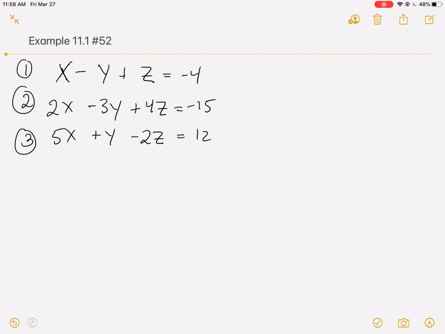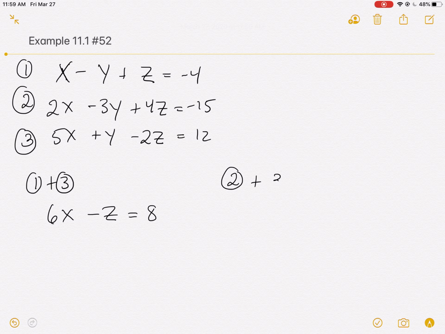And so as we look at this, maybe I'll take equation 1 and add it to equation 3. If I do that, I get a nice 6x, no y's, and I get minus z is equal to 8. The other thing that I could do is merge together another 2 so that the y's drop out again. And so why don't I take number 2 and add to that 3 times equation 3.